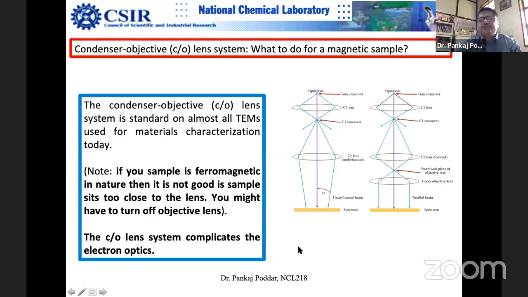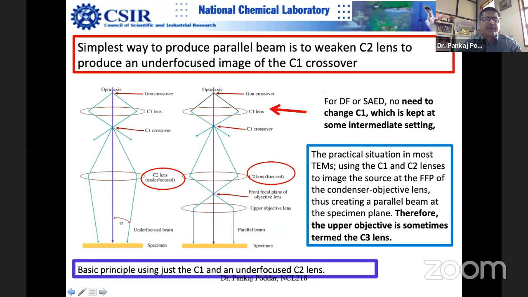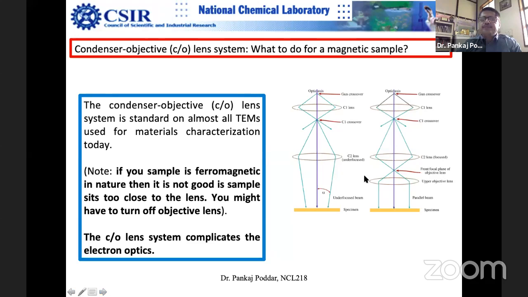So you can just request the operator. Sometimes some operators may not be very happy to do this favor for you. But if somebody turns you down, you can tell them that your sample is magnetic in nature. Another way is that you should make sure that your magnetic nanoparticles are not flying around.